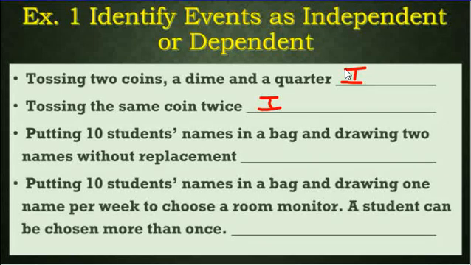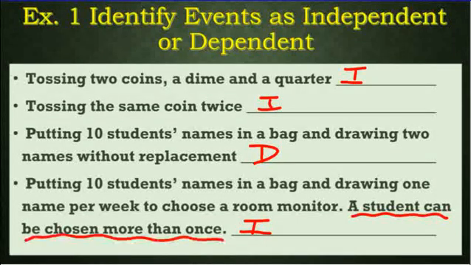Putting 10 students' names in a bag, drawing 2 names without replacement. That would be dependent. So if you pick a name out, don't replace it and then pick another name out, you do change the probability. Putting 10 students' names in a bag and drawing 1 name per week to choose a room monitor, a student can be chosen more than once. This would be independent, and the reason is because a student can be chosen more than once, which means they're putting that name back in. And so the probability stays the same. It doesn't get affected.